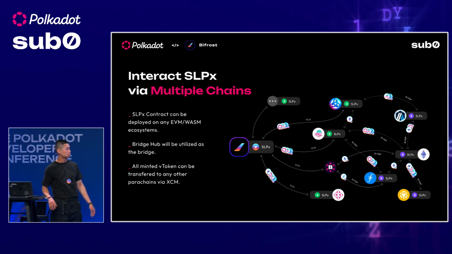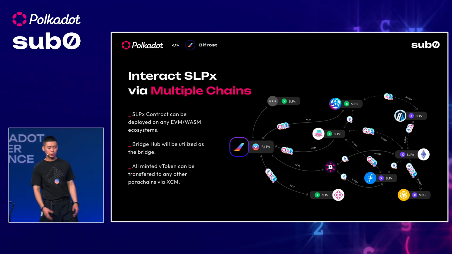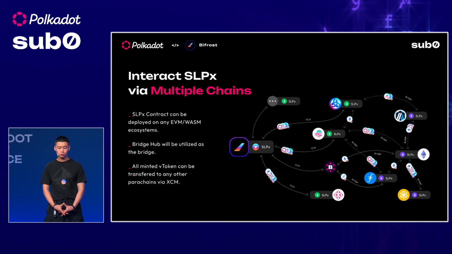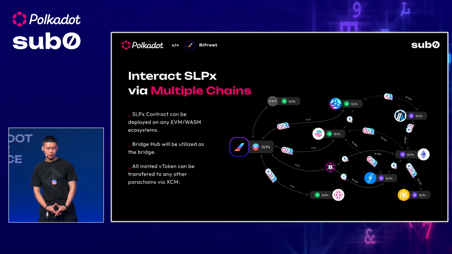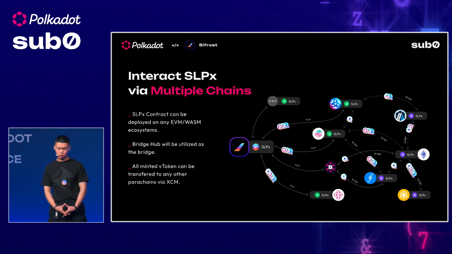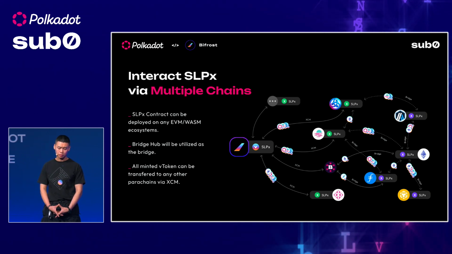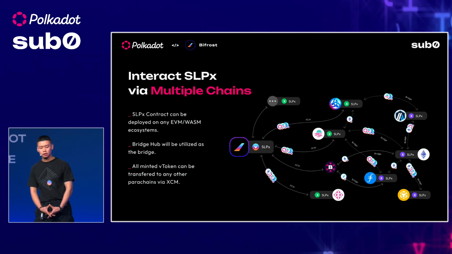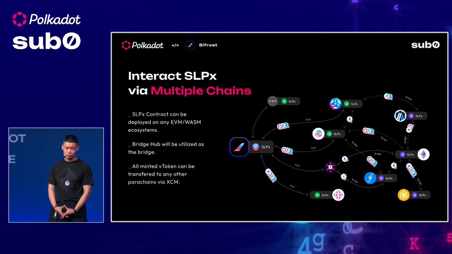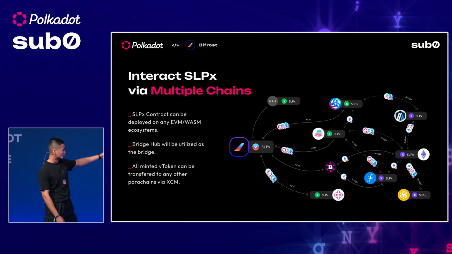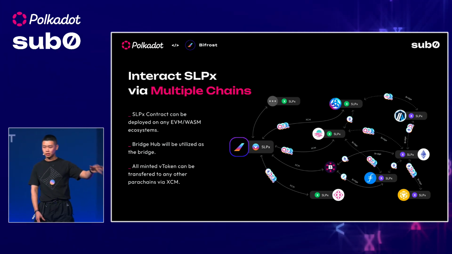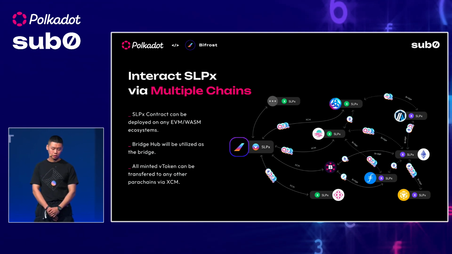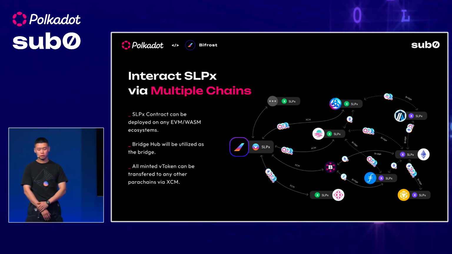Okay, right now we have some idea about interaction between multiple chains and how SLPx works, and this graph mainly demonstrates how SLPx is deployed in a destination chain like Astar, Moonbeam and HydroDX. These blue ones are underlyingly leveraged by XCM, so it is quite easy to understand. But you might find Bridge Hub inside this graph.